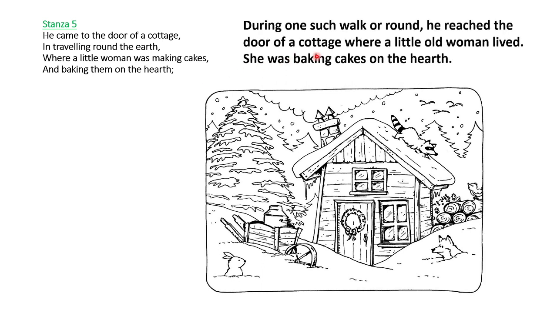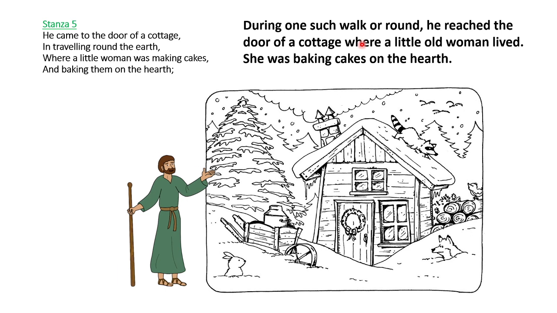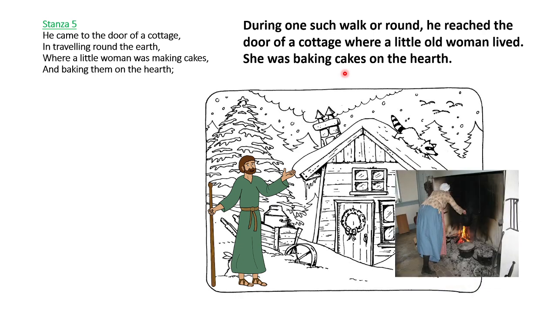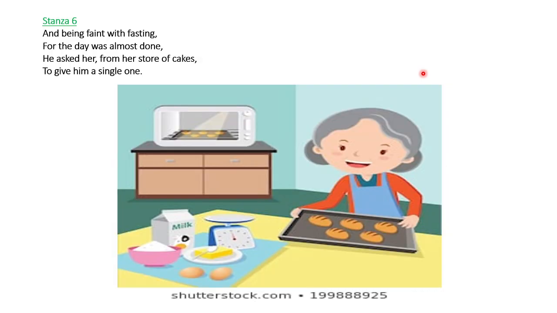So, during one such round, he reached the door of a cottage where a little woman lived. She was baking cakes on the hearth. So, this is a hearth. It's a fireplace in the kitchen. So, while he was on a round, he reached the door of a cottage where the little woman lived and she was baking cakes on the hearth.